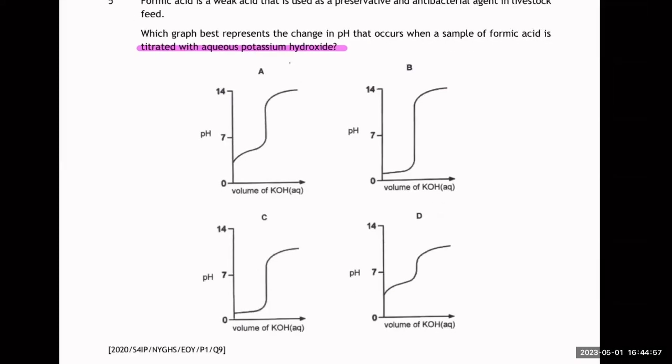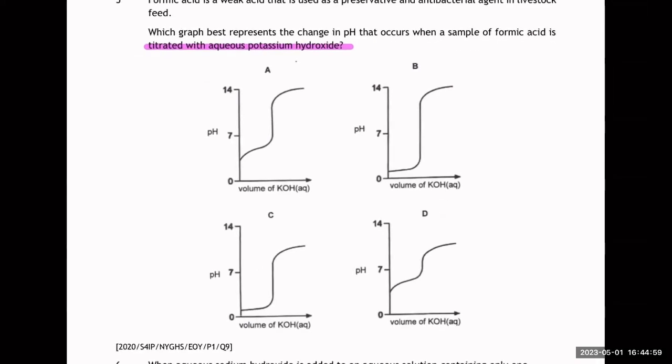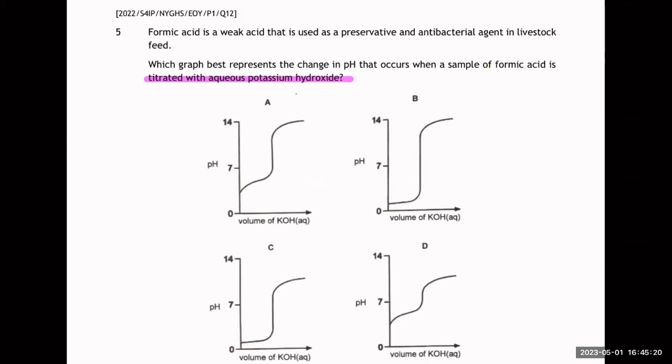So therefore, this graph here, they already tell us the answer. What we're looking at is adding potassium hydroxide. If we're looking at formic acid, it's acidic, so it definitely has to be below 7. Are we looking at very near 7 or very far away from 7? If it's a weak acid, we would not expect the pH to be super low. It's going to be pretty close to 7, but still below 7. So we are looking at either A or D.